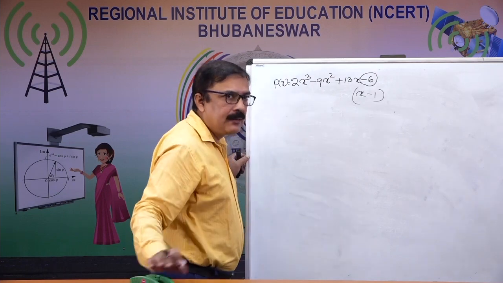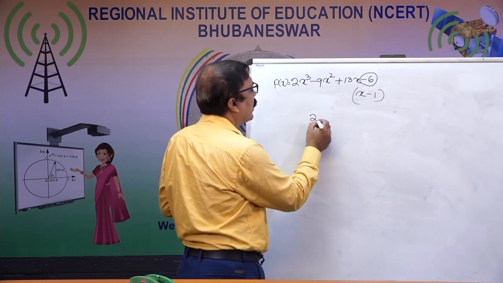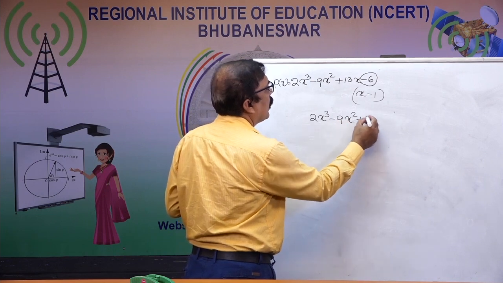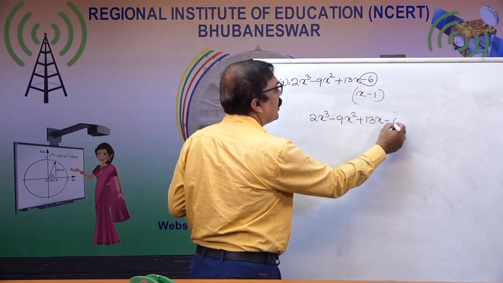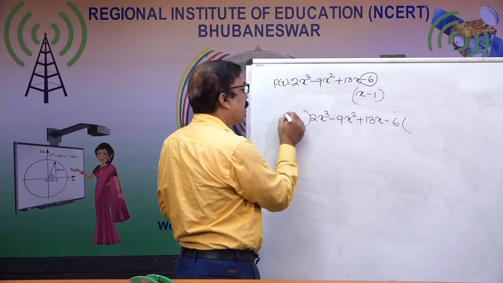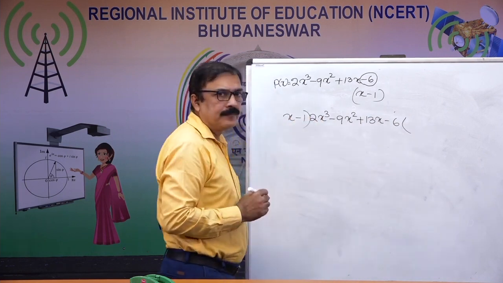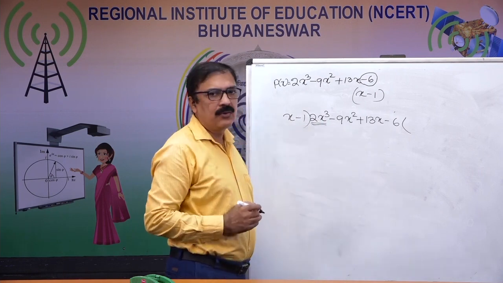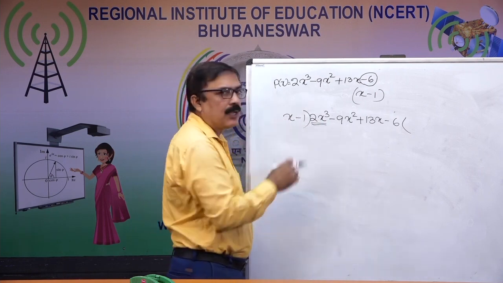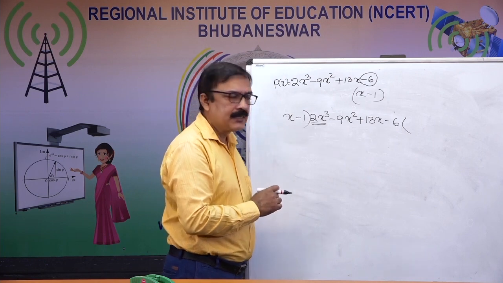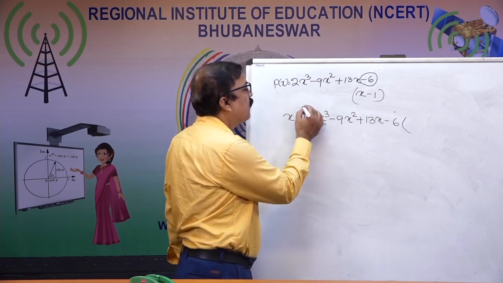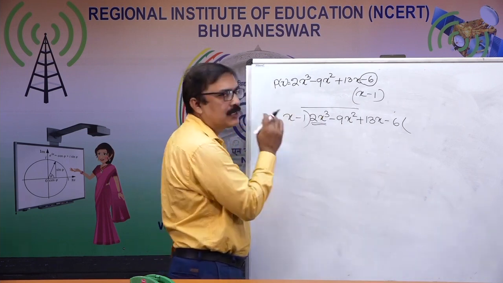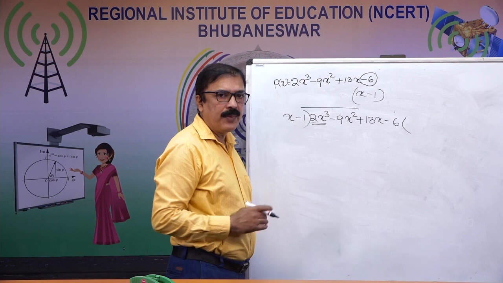Now divide 2x³ − 9x² + 13x − 6 by x − 1. Here the first term of the dividend is 2x³ and the first term of the divisor is x. So how do we get the first term of the quotient polynomial?